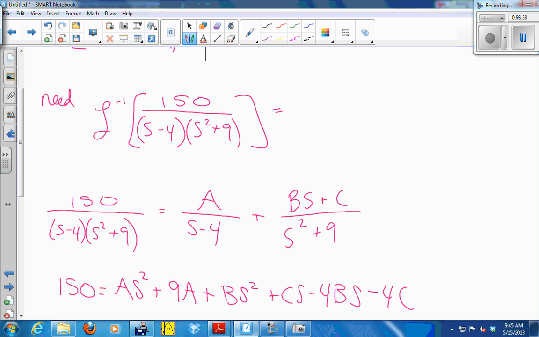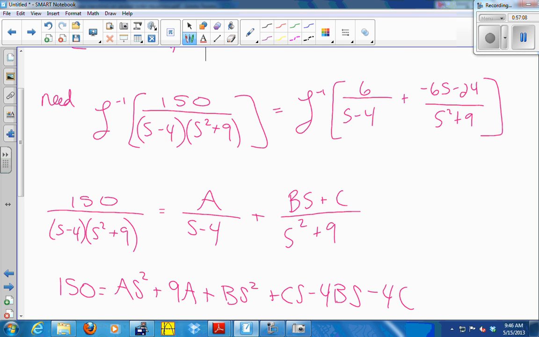So now I can take the inverse Laplace transform of, what was a? A was 6? Okay. So 6 over s minus 4 plus negative 6s plus 24. Okay, the 6 over s minus 4 is easy. Pull the 6 out, and that becomes 6e to the 4t.